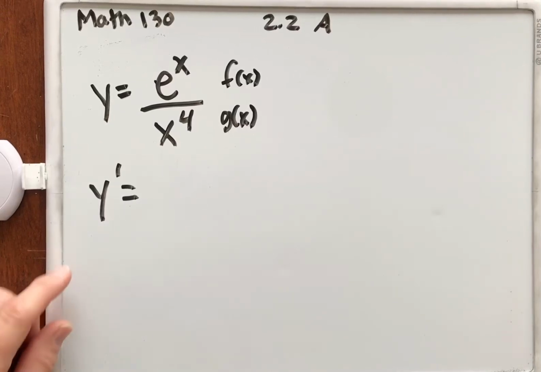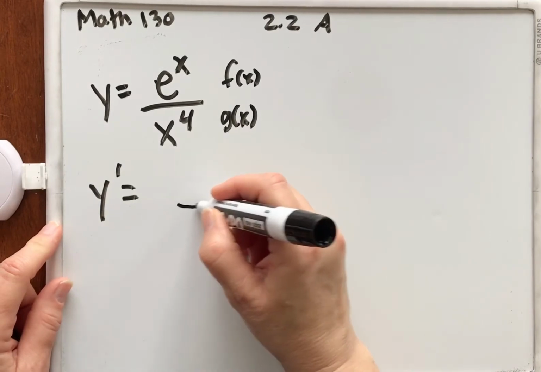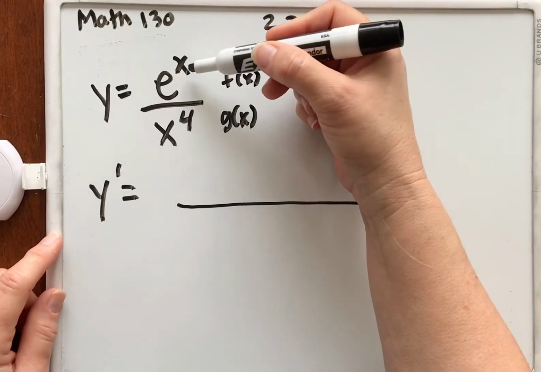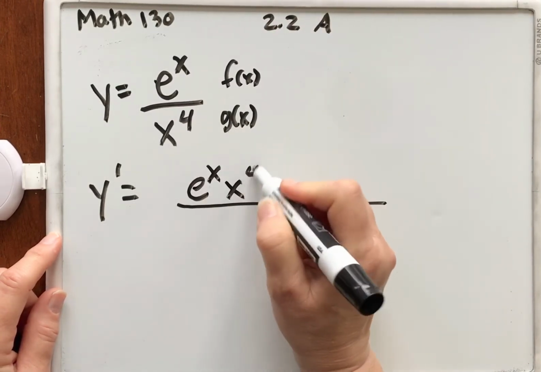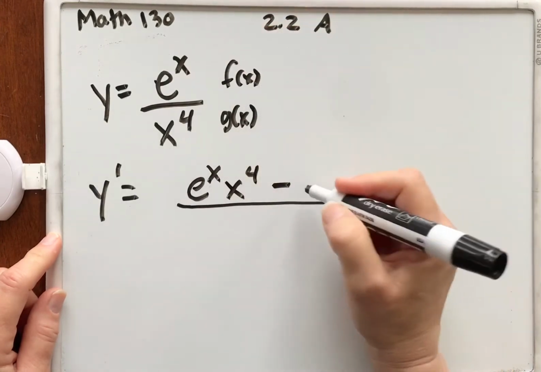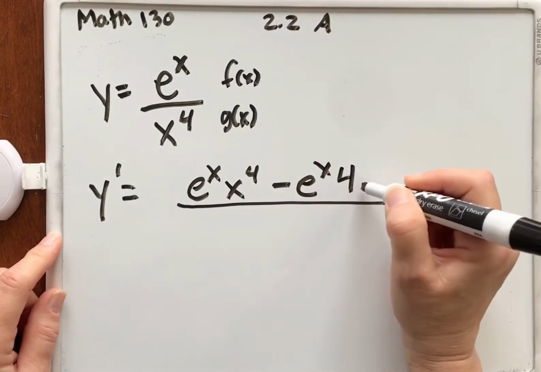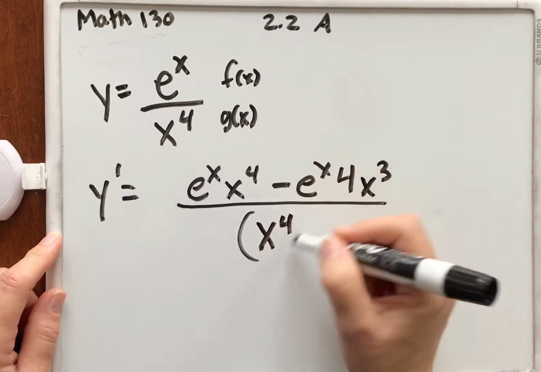Okay, so let's see how you did with that problem. This is f of x, this is g of x. Taking the derivative using the quotient rule, we have f prime of x, which is e to the x, times g of x, minus f of x, times the derivative of g of x, all over g of x squared.